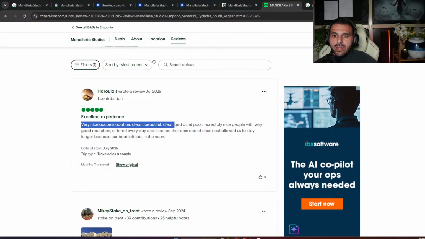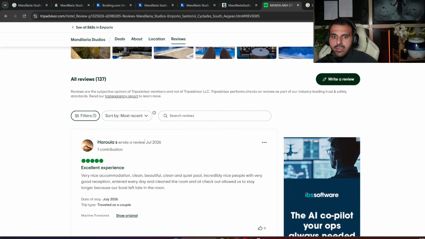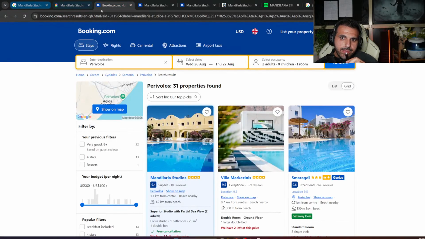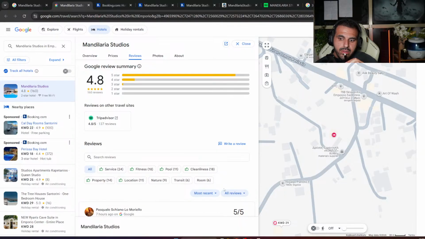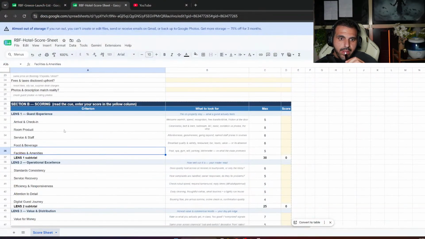Very nice accommodation, clean, beautiful, clean and quiet pool, incredibly nice people with very good reception. This is a plus for them. Entered every day and cleaned the room. That's good. And at checkout allowed us to stay longer because, okay, this is amazing actually. Good. So I think we got what we want for our first lens.